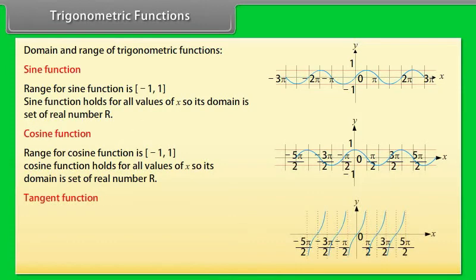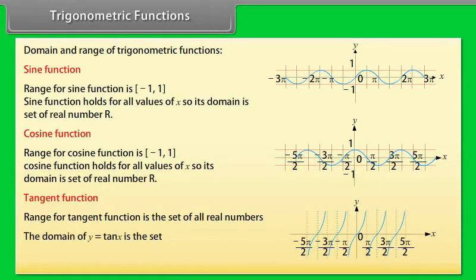Tangent function. Range for the tangent function is the set of all real numbers. The domain of y equals tan x is the set of x belonging to real numbers, x not equal to (2n plus 1) pi by 2, where n is any integer.